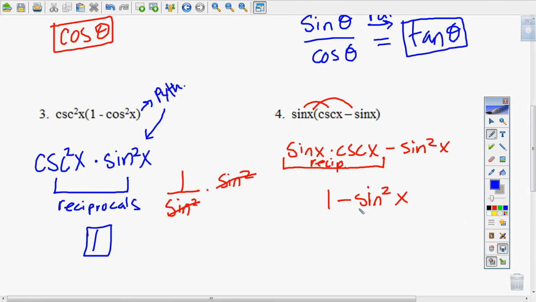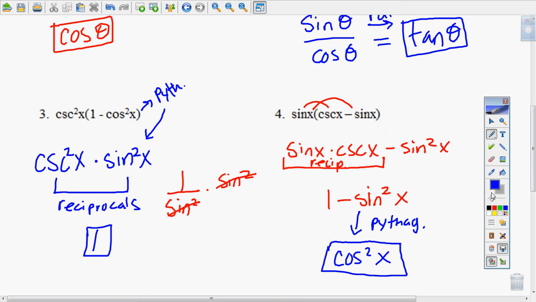I should think Pythagorean. If I think Pythagorean, what do I get? There you go. Good job. Cosine squared, because our variable here is x. Terrible? No. Do y'all see the puzzle pieces? Your identities are your puzzle pieces, and you're just going boom, boom, boom.